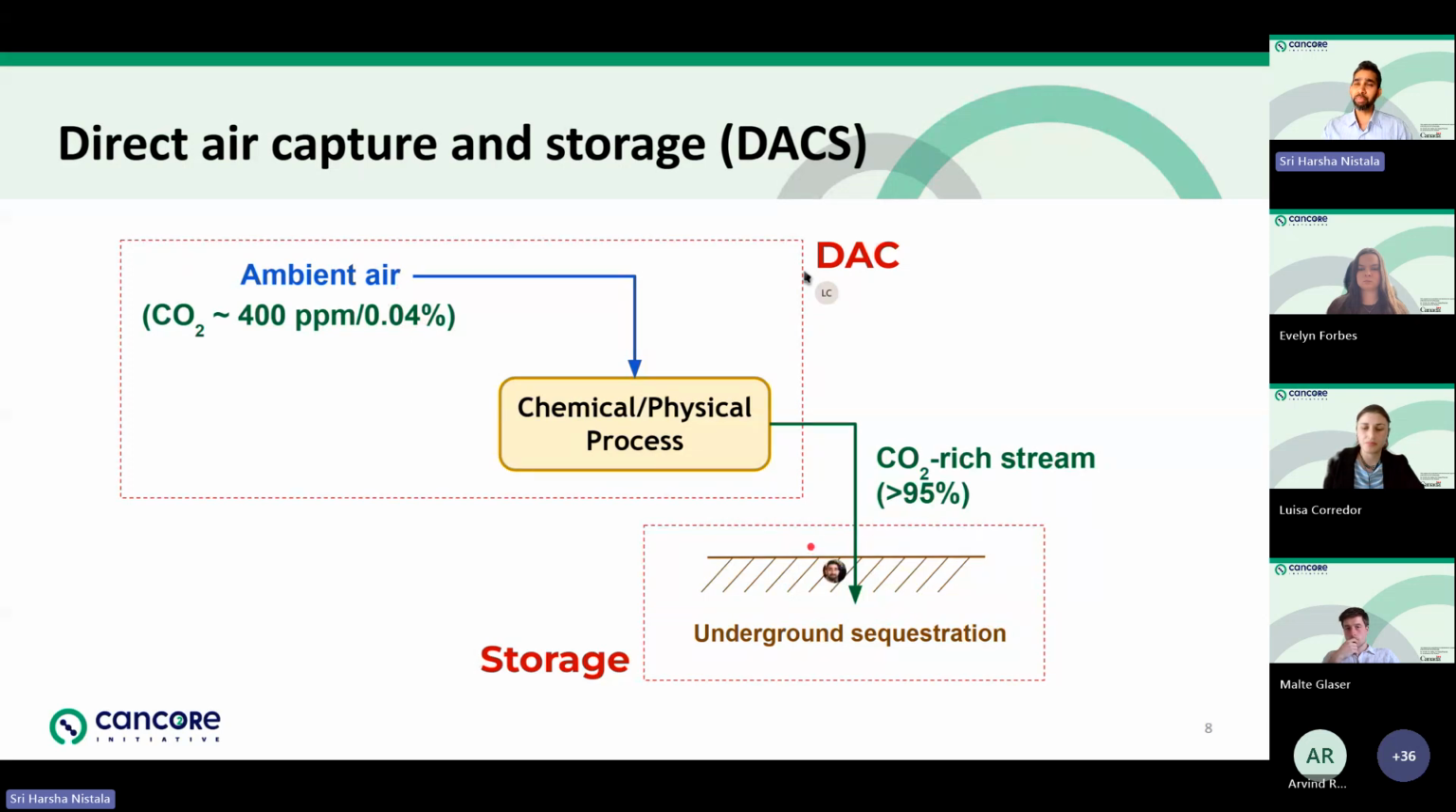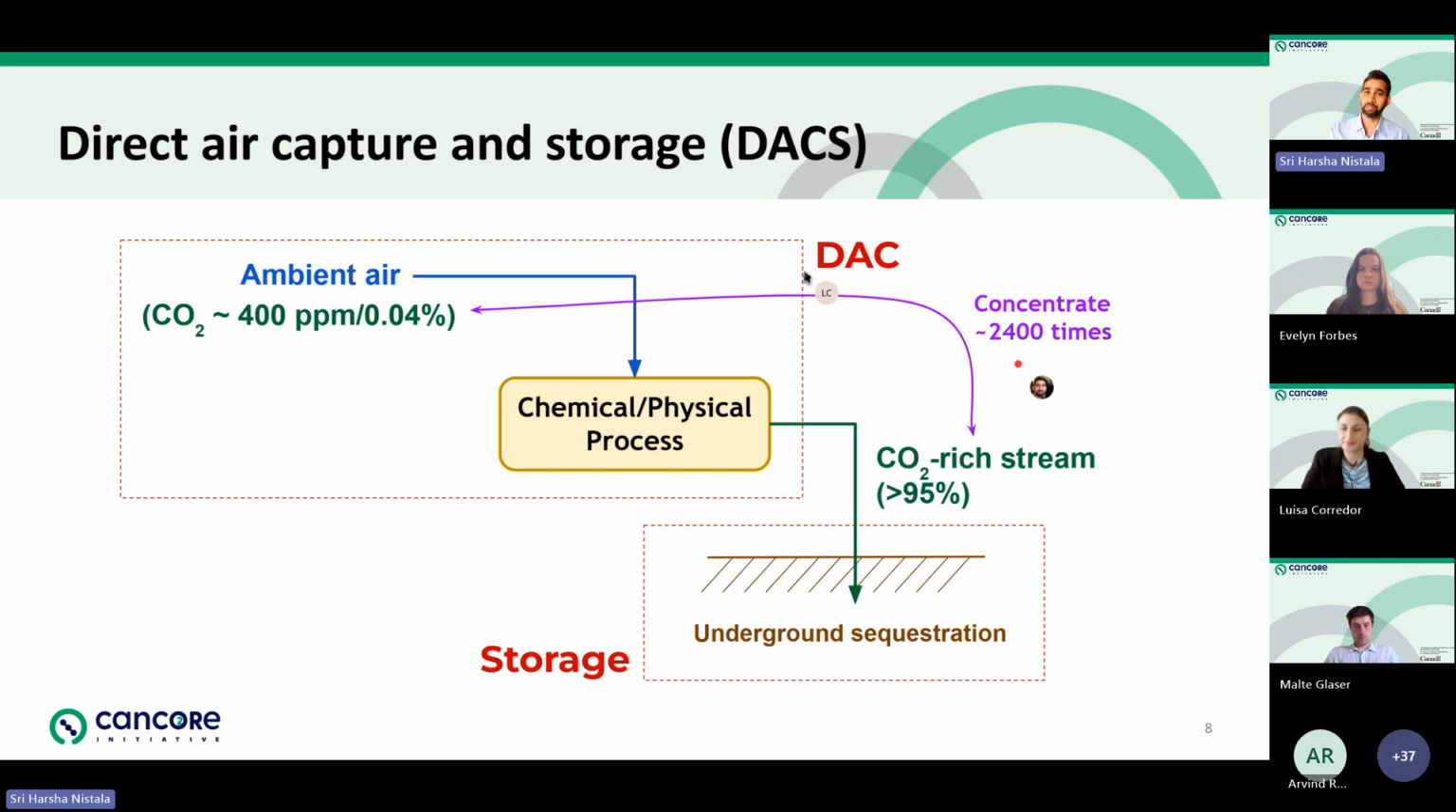And as you can appreciate, given the very low concentration of CO2 in air, which is 400 ppm or 0.04%, we are literally cherry picking CO2 molecules, 400 molecules from a million molecules. And that is one of the biggest challenges that we will talk about in this presentation. And as I mentioned, the CO2 needs to be concentrated to greater than 95%, which means we are increasing the concentration by about 2,400 times, a very significant increase.